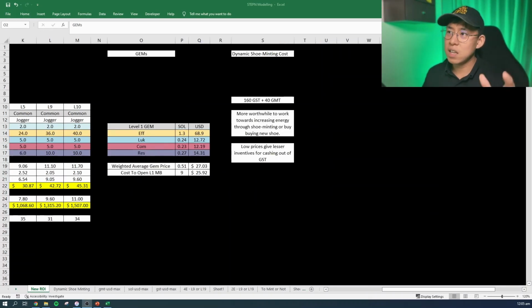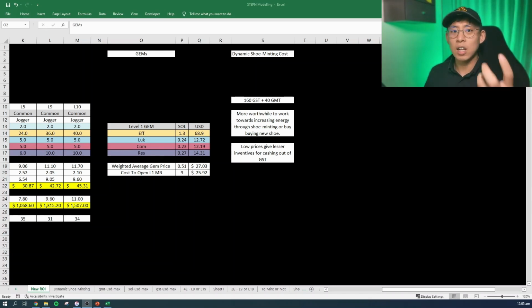And finally, there is a dynamic shoe minting cost that you need to know about. And I have an update about this. Do check out this video here. And as of currently, the shoe minting cost is at 160 GST and 40 GMT. And I do think that shoe minting is the key event in STEPN and that you should be familiar with it. At current prices, it might be more worthwhile to work towards increasing your energy, whether through shoe minting or to buy a new shoe at current prices.